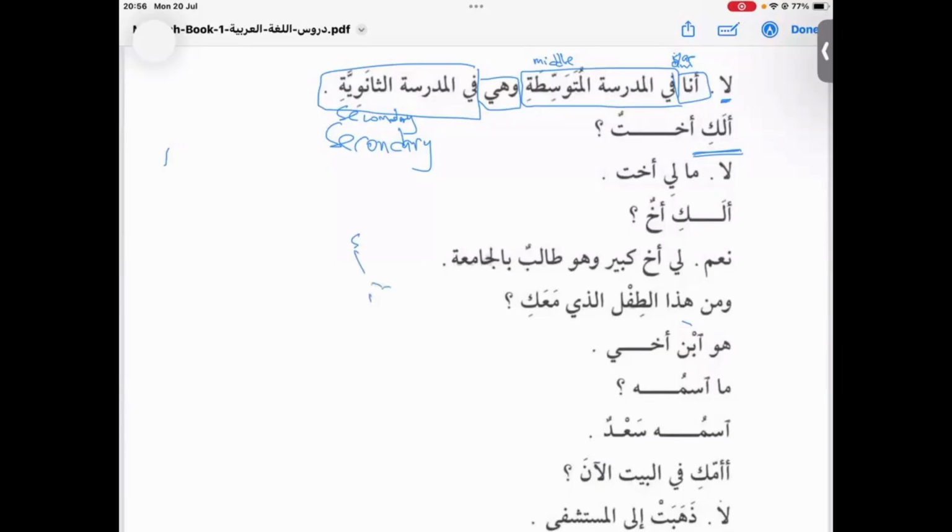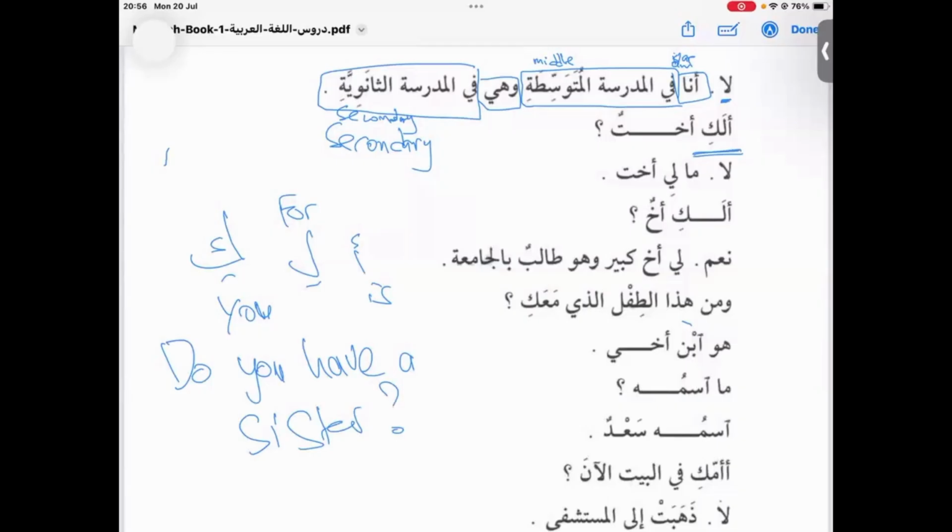So let's break it down. Li for ki, you. Is for you a sister. What's the better translation? Do you have a sister? La, ma. This ma means not. Ma li ukhtun. Not for me. This ya means me, ya al-mutakallim. We discussed that. Baiti, baituka, baituki. Ma li ukhtun. Not for me a sister. A better translation is obviously I don't have a sister.